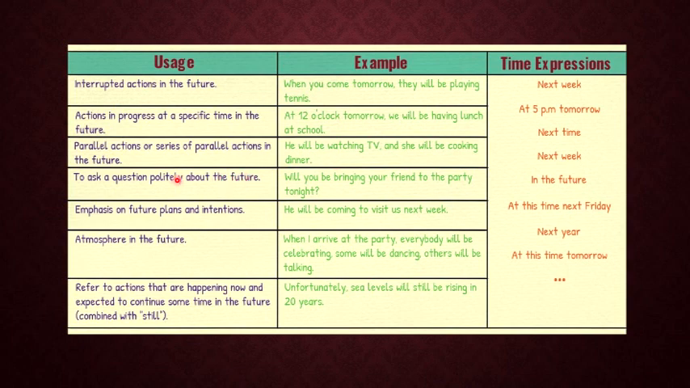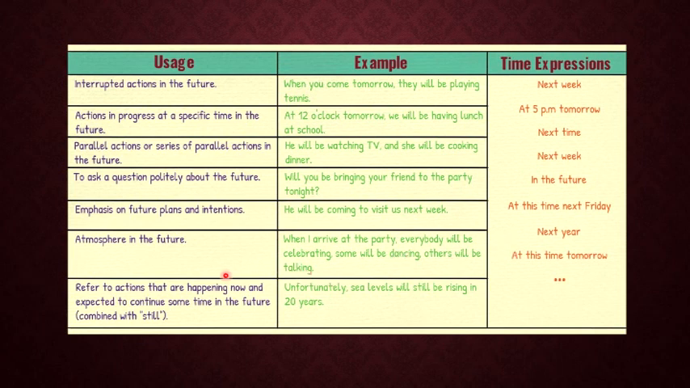Now to ask a question politely about the future, again this tense is used, like will you be bringing your friend to the party tonight? Then emphasis on future plans and intentions. If you have any fixed planning, he will be coming to visit us next week. Then when we want to talk about some kind of scene, situation or atmosphere in the future reference, like when I arrive at the party, everybody will be celebrating, some will be dancing, others will be talking.